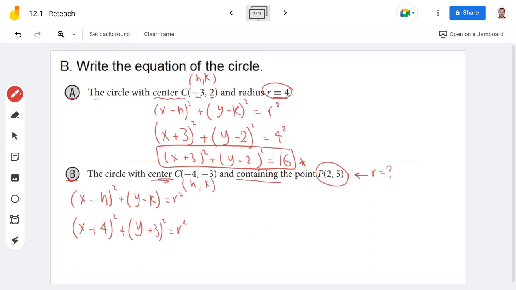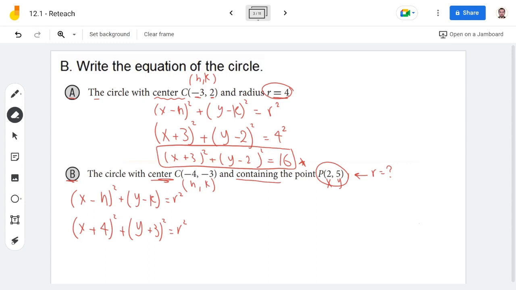So now, how can I use this point 2 and 5 to find the radius? This point represents x and y. And if I have r squared, to remove the square, what do I have to do? To square root both of my sides, right? So r equals the square root, just as an example, of x squared plus y squared. This is just a fast example. Okay, let me do it here.